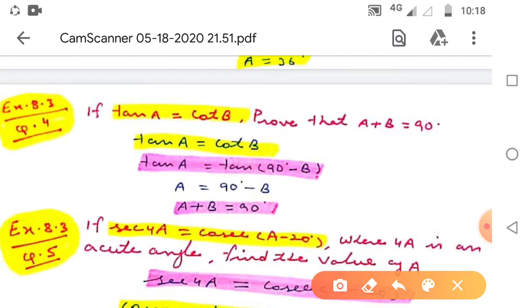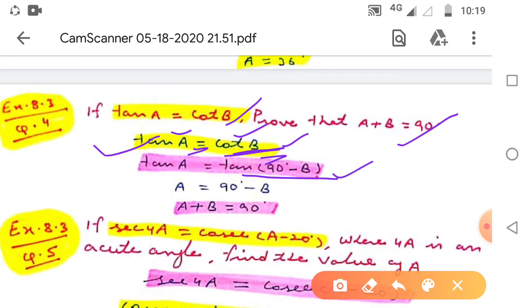if tan a is equal to cot b, prove that a plus b is equal to 90. So tan a is equal to cot b. But if you wish to compare the angles on both sides, we should have the same trigonometric ratio. So instead of writing this cot b, we write tan(90 minus b). That is, cot theta is equal to tan(90 minus theta).